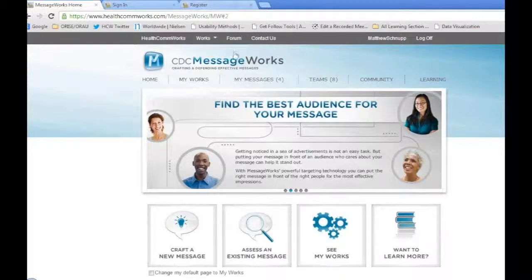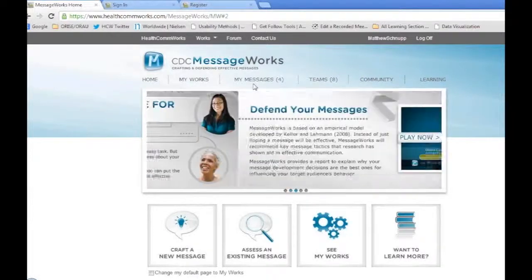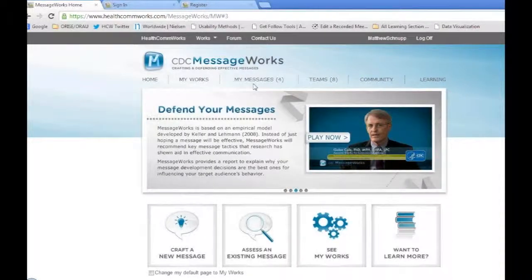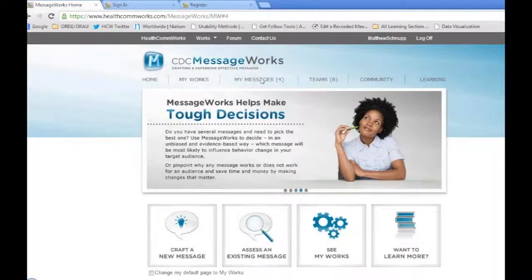So you can start out with having a message that's personal, that isn't shared with anybody at all. It could be just an idea that you had that you want to test out. It could be a series of ideas that you just want to compare. But you're really not interested in creating a team and sharing this anywhere. You just want to get some quick feedback, get in, get a report, get out. And My Messages is going to be the place where all those personal messages are kept.